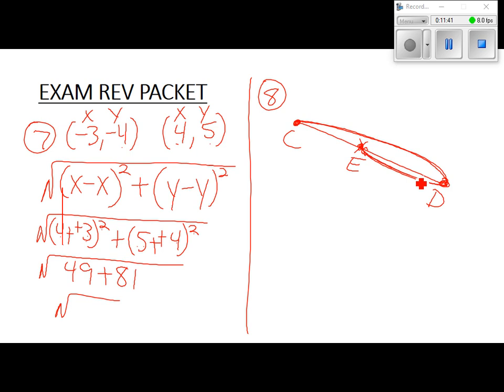We want this distance, which is 2.7, plus that distance again, another 2.7, plus the distance from E to C, which is 1.1. We're just going to add all those up, and that should give you your answer. And your answer would be in inches.